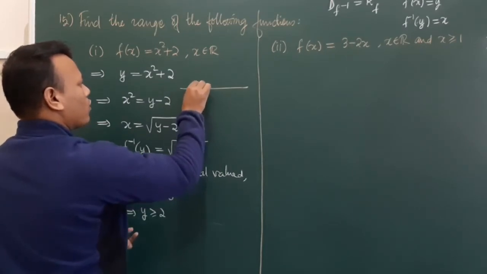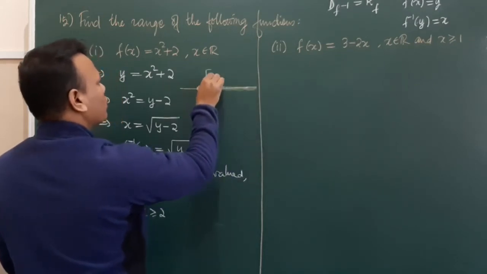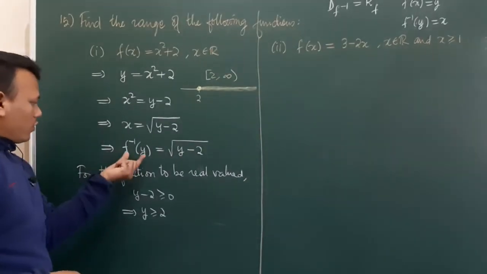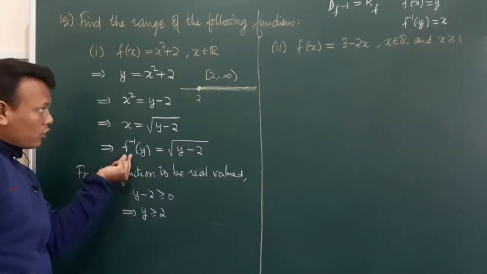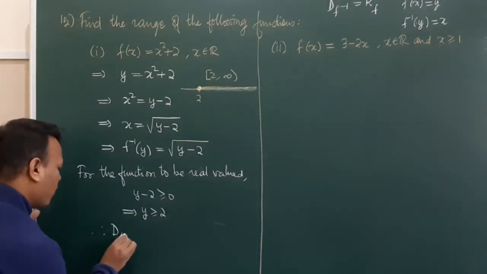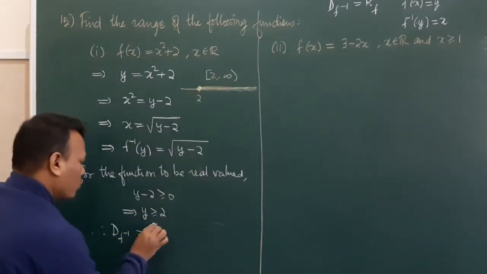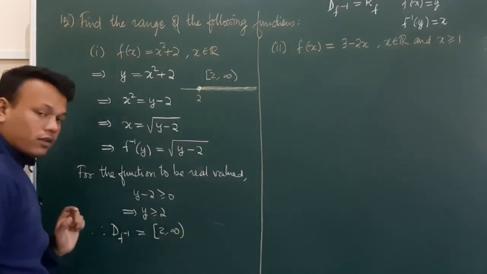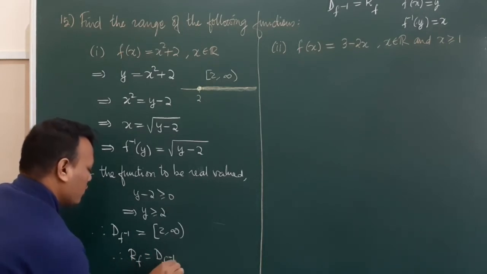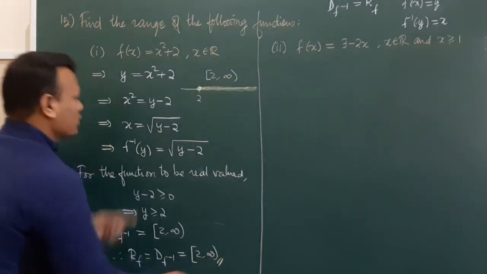If I draw the number line again, this is my 2, so 2 is included and it continues. So this particular interval starts with 2 and ends with infinity, isn't it? So for this f inverse, what is my domain? Remember, domain of f inverse turned out to be 2 comma infinity. Therefore range of f, which is domain of f inverse, can be written as closed interval 2 comma infinity. So this is my answer for this particular question.